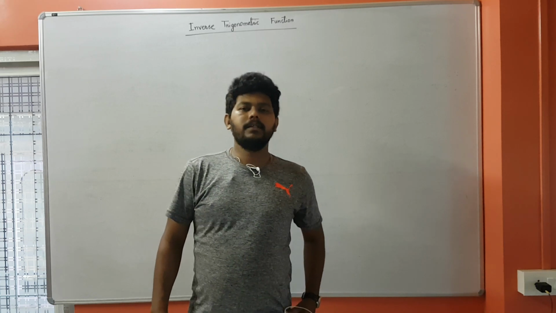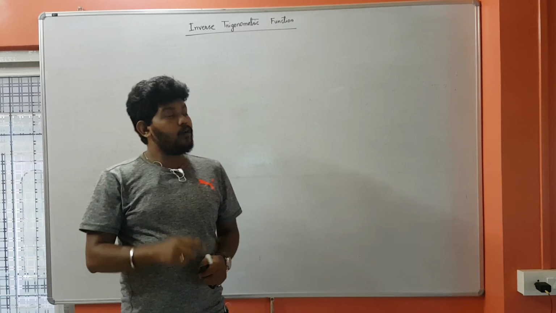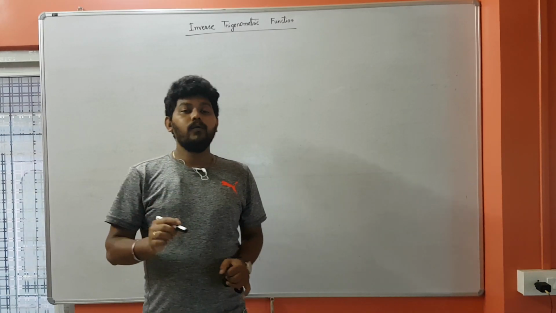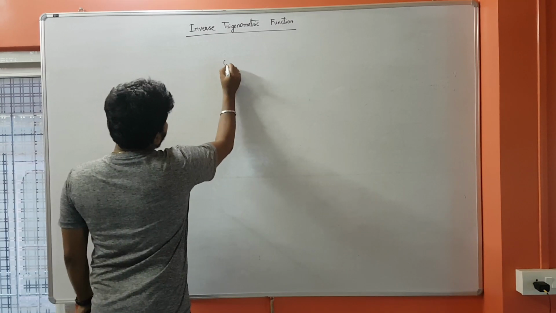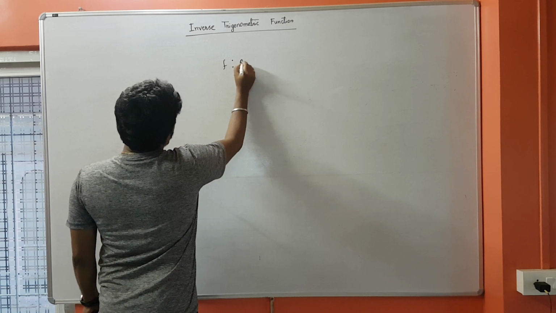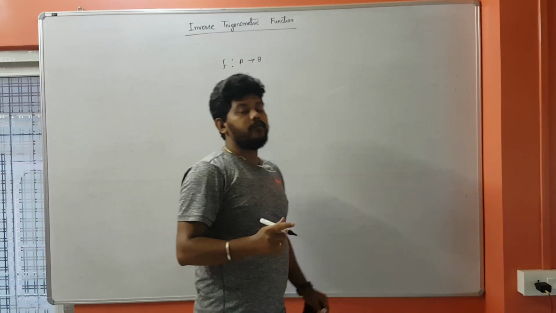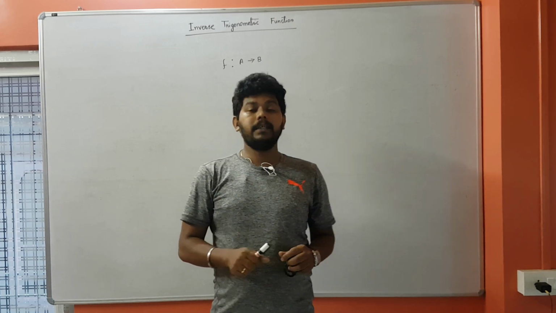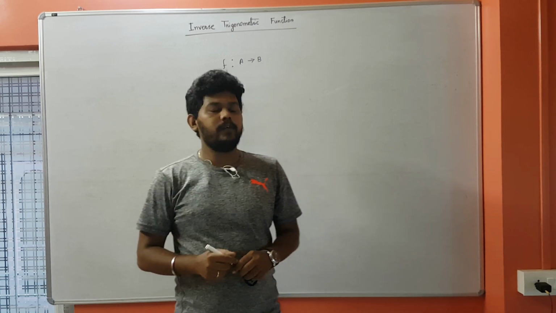Today we will discuss inverse trigonometric functions. Before starting inverse functions, let me tell you about one-one and onto functions. A function f such that A tends to B is said to be a one-one function if each and every element of A has a unique image in B, then it is called a one-one function.